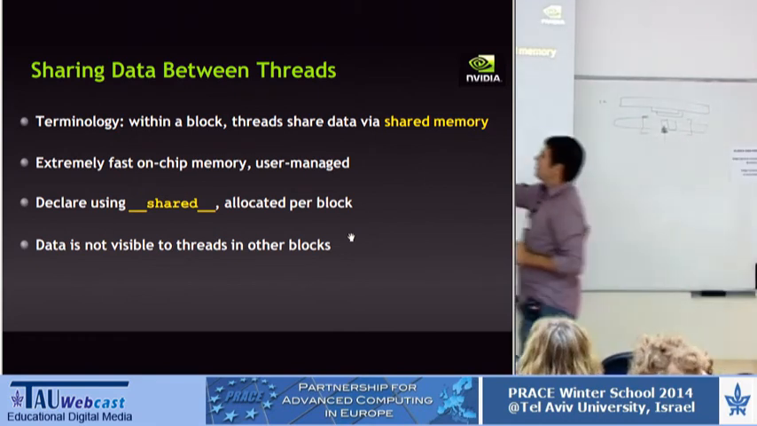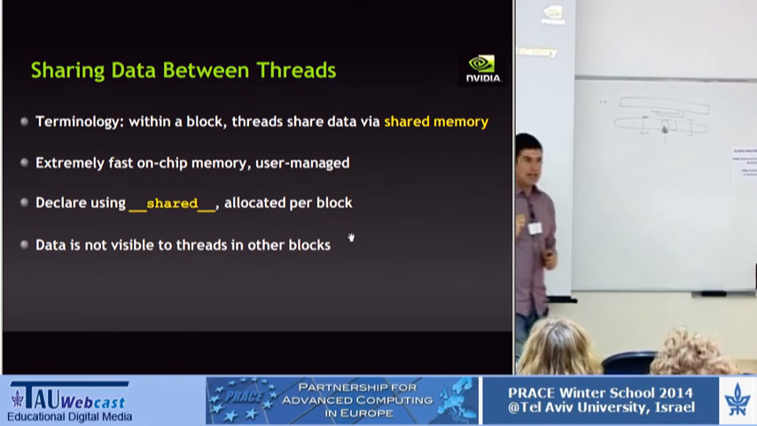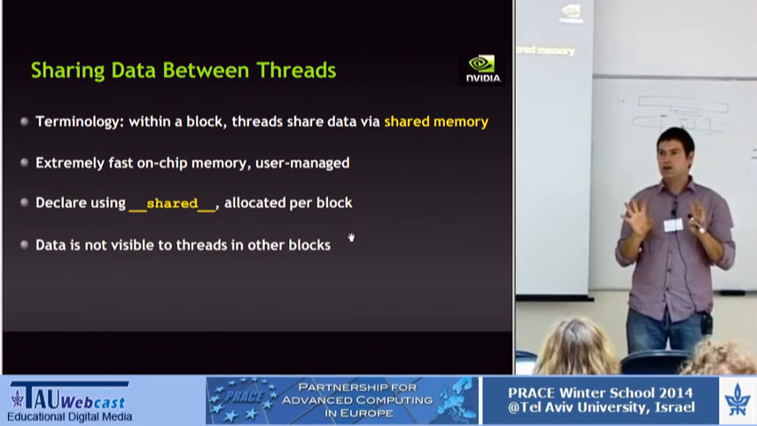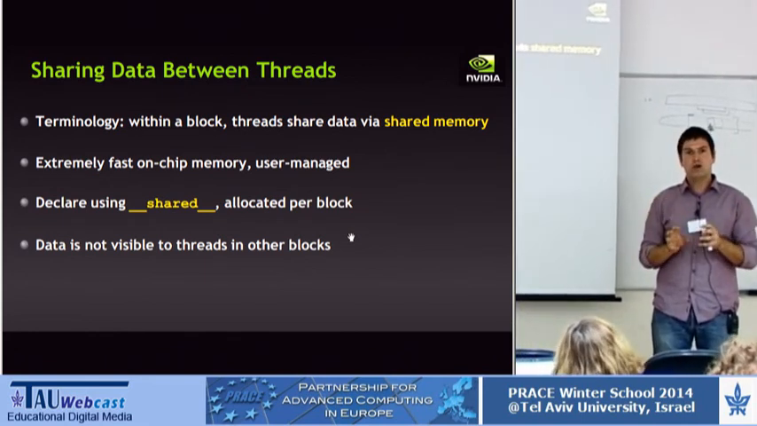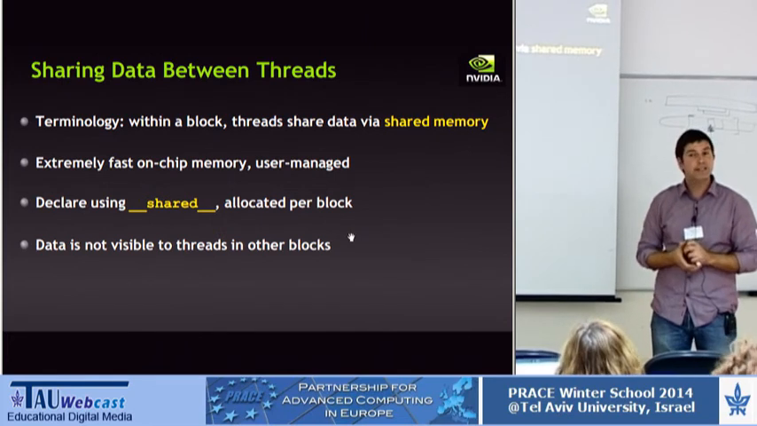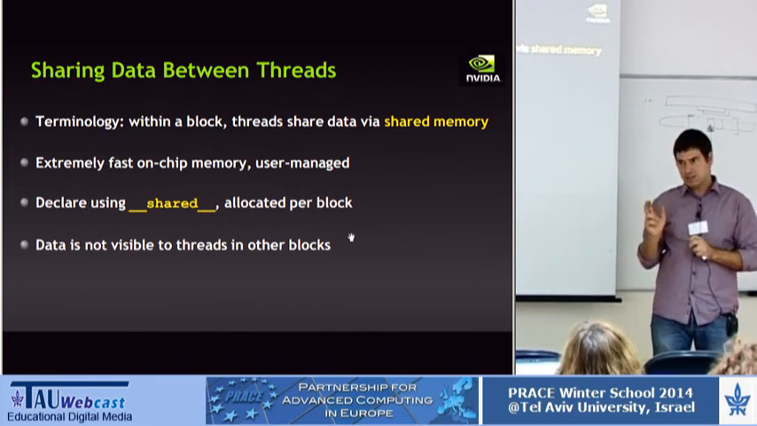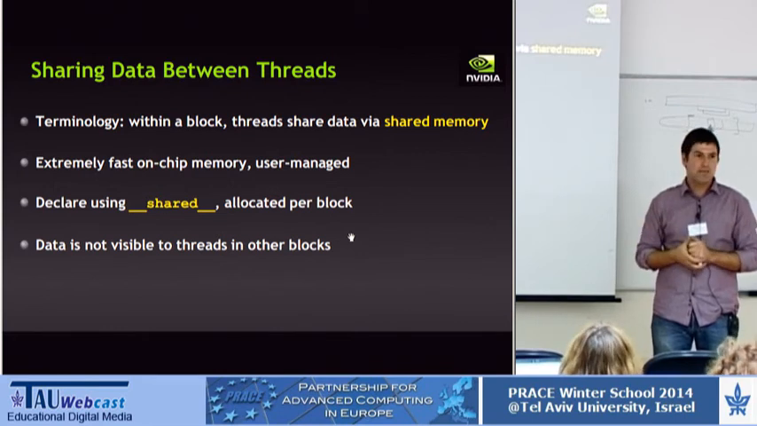When you declare a shared memory buffer inside a kernel, all the threads in this block see it. Which threads see it? Only the threads in the same block. Why? Because only the threads in the same block can synchronize, share data, and communicate.